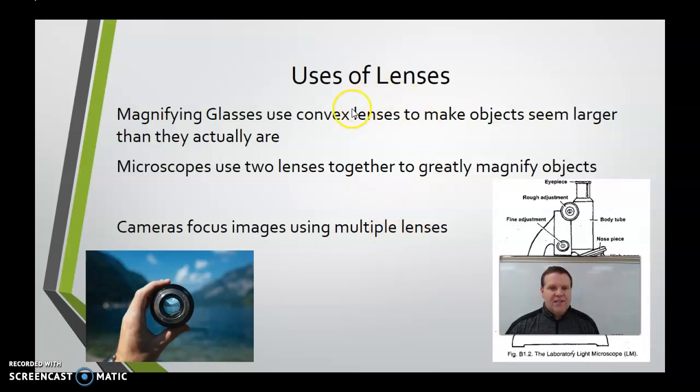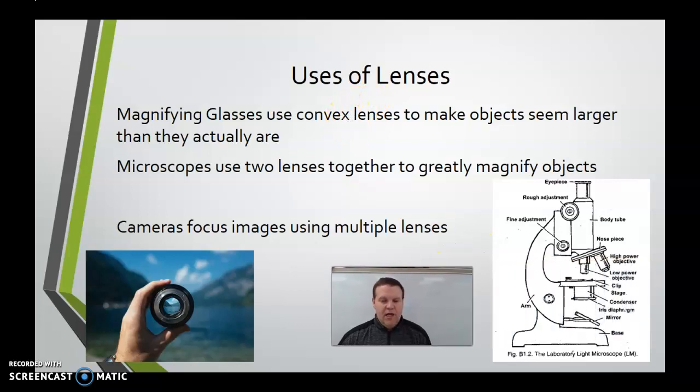So magnifying glasses, well, they're using convex lenses. You may have seen something like that before, where you took a magnifying glass and you see that the object is actually upside down. You have to flip it. Well, that's because the magnifying glass is actually using a convex lens.